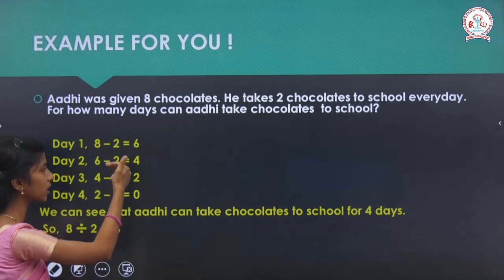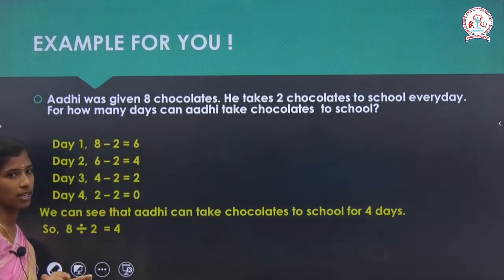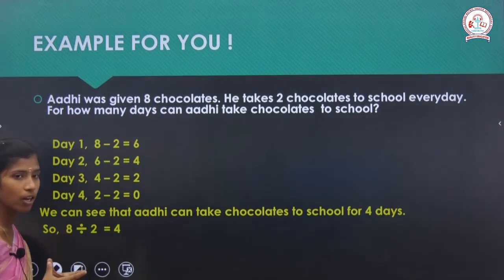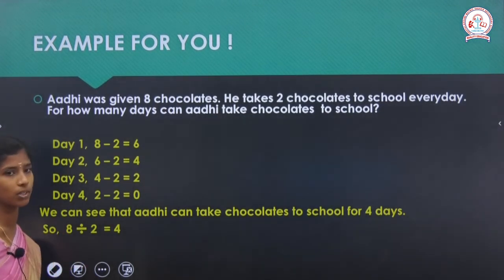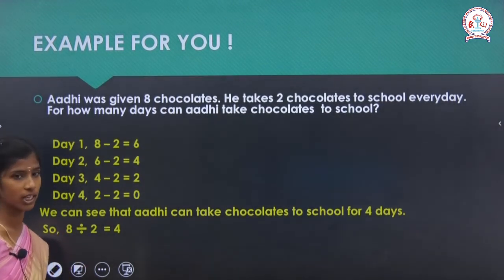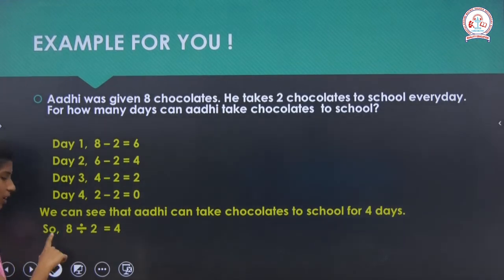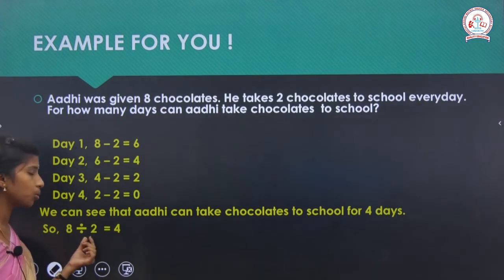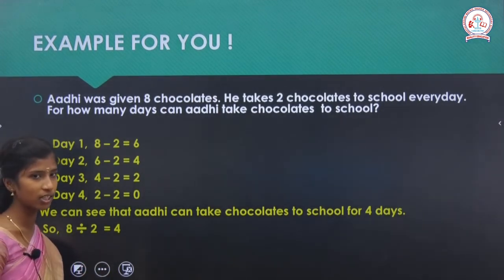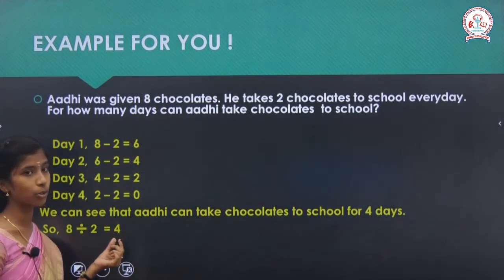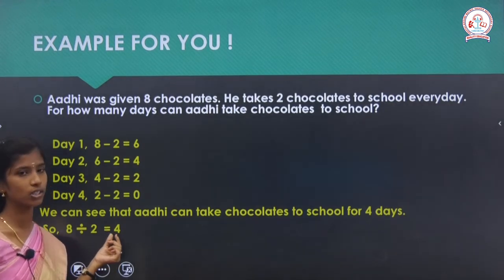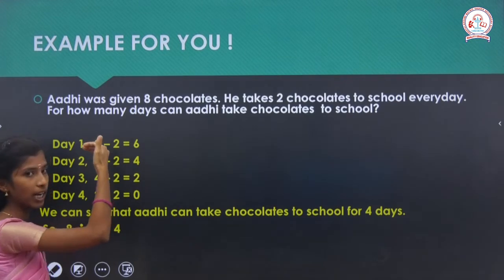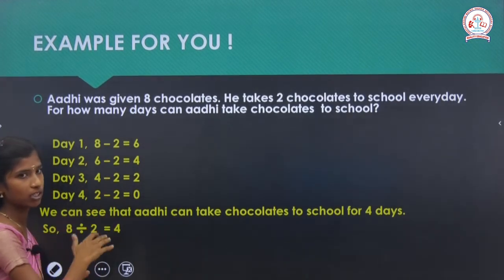So listen children. So what is meant by repeated subtraction means we have subtracted the same number, right? We have subtracted the same number and we got some answer. So how will we get the answer? Listen. So the number of times we subtract the same number is called the quotient.